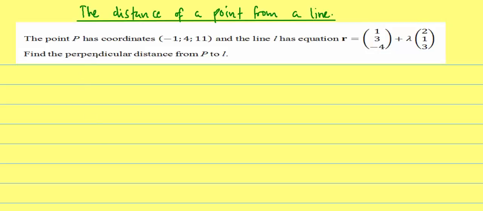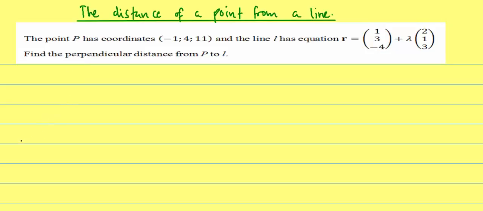It says that the point P has coordinates (-1, 4, 11), and the line L has equation r = (1, 3, -4) + λ(2, 1, 3). And the question is to find the perpendicular distance of P from L.